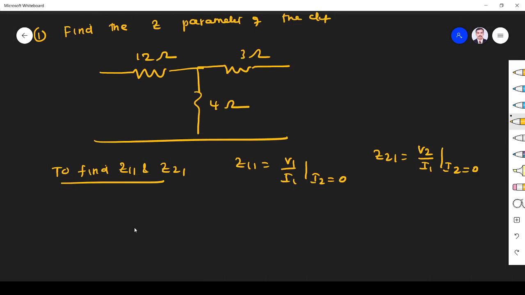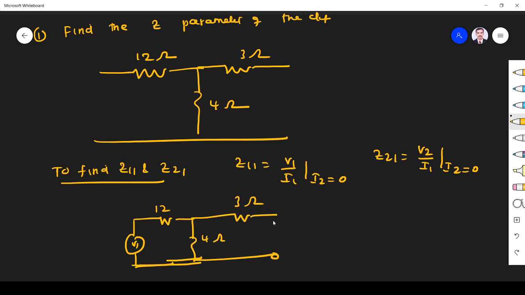Input V1 is there, so we give some voltage V1. So the circuit will be like this. This is 12 ohm, this is 4 ohm. Here we have 3 ohm. Output will be opened, so I2 is 0, and this is V2. Okay, so first we find these two parameters.